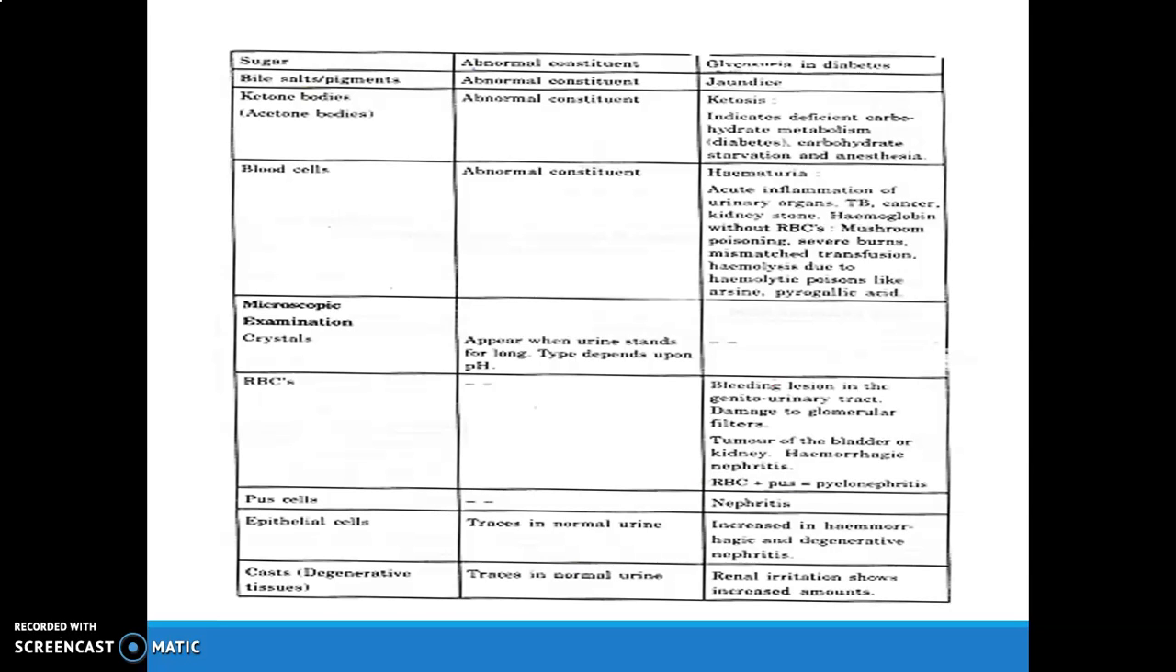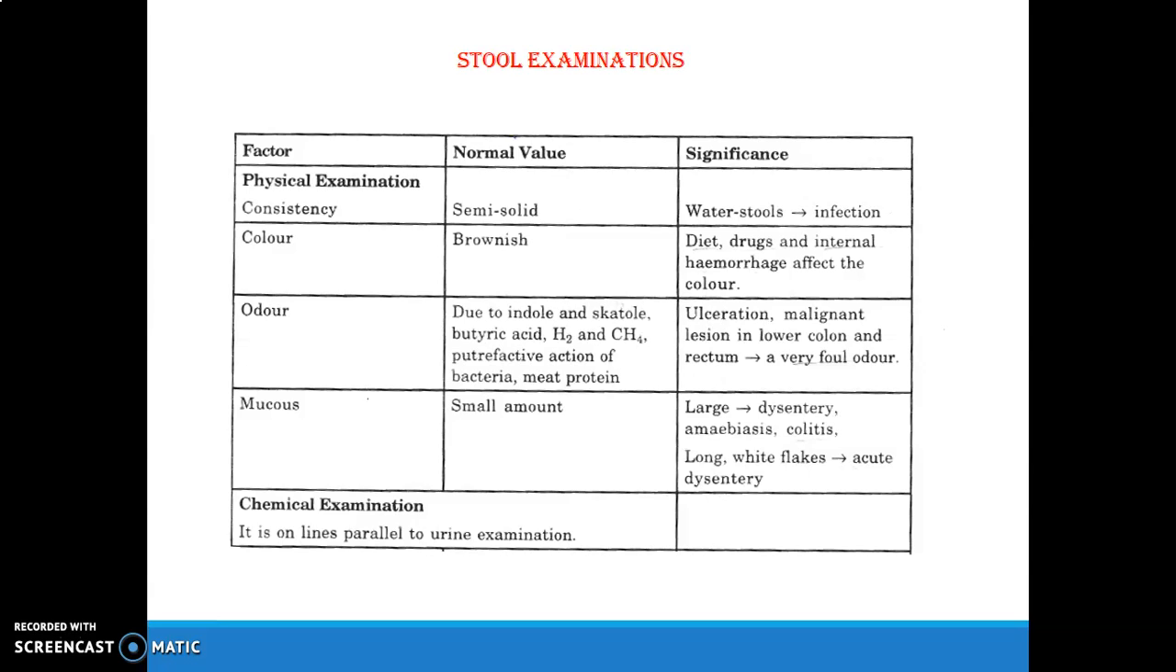Pus cells should be absent. If present, it may indicate a condition like nephritis. Epithelial cells: traces in normal urine are okay, but if there is a larger quantity, it increases in hemorrhagic and degenerative nephritis. Then degenerative tissues: traces in normal urine, while renal irritation shows an increase in amount. Then stool examination.